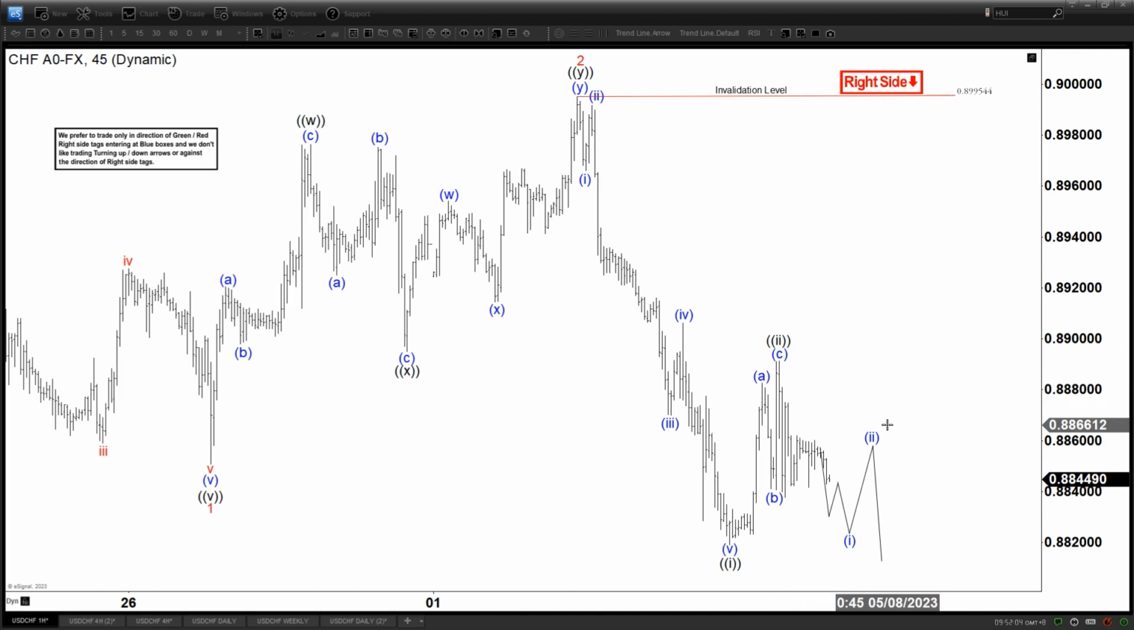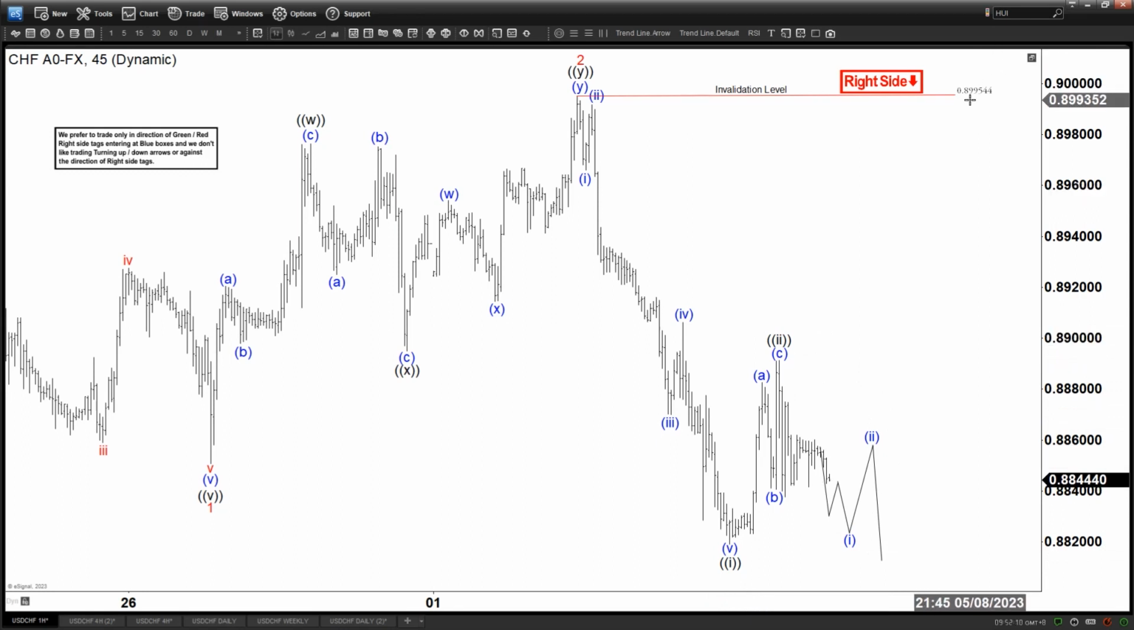Now I think just focusing on the shorter cycle is pretty simple. As long as we stay below 0.9, we should at least see another leg down to break below this previous wave 1 here. Now of course in the shorter cycle, let's take a look at a couple of possibilities here.